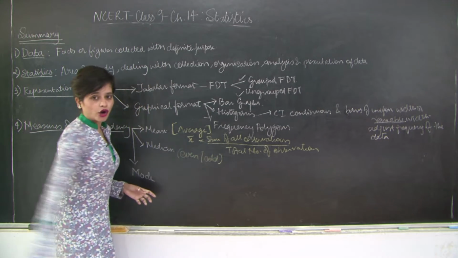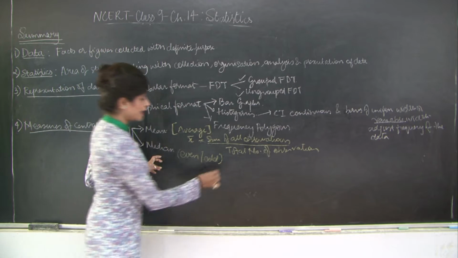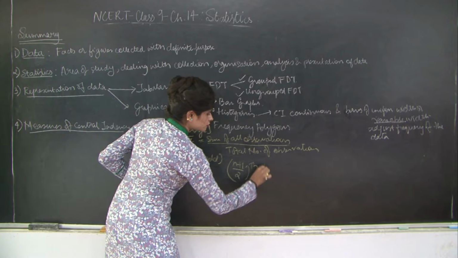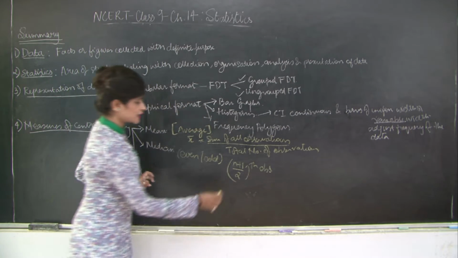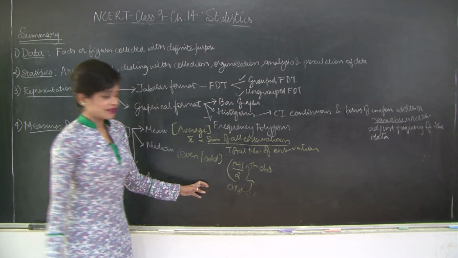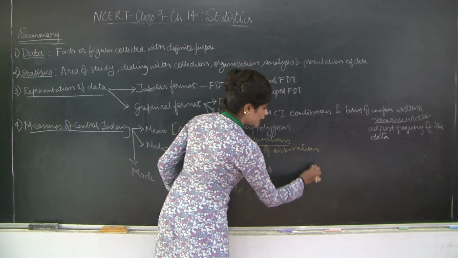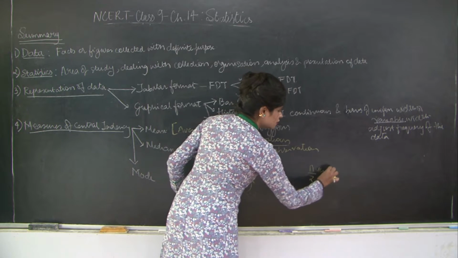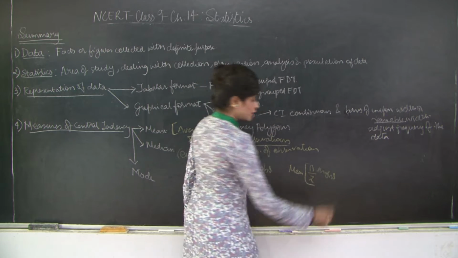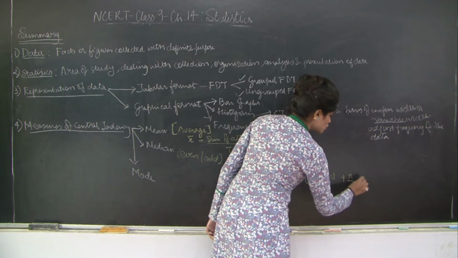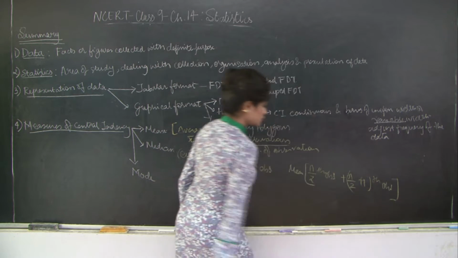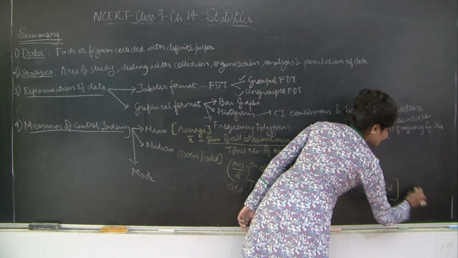So if you have an odd number of observations, the median is given by the (n plus 1) upon 2th observation. This is in case of an odd number of observations. And if you have an even number of observations, then the median is given by the mean of the n upon 2th observation plus the (n upon 2 plus 1)th observation. This is in the case of an even number of observations.